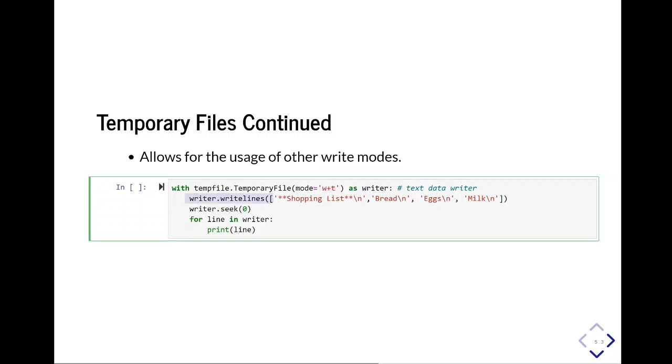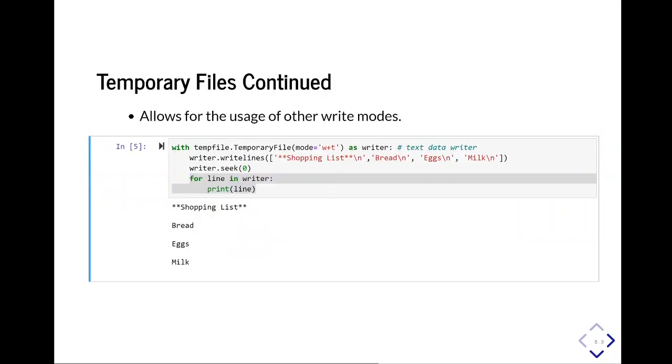We do writer.writelines. So we now have that ability where you pass in a list of stuff and it writes it to the disk. Notice that for each new line, we have to put a \n because that's the newline character. We're going to do the same thing we did before, except pass in straight-up text. Go back to the beginning, and then iterate through our writer and print out each line. And we're going to get our shopping list as expected.